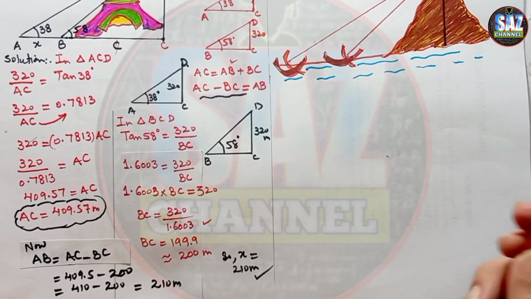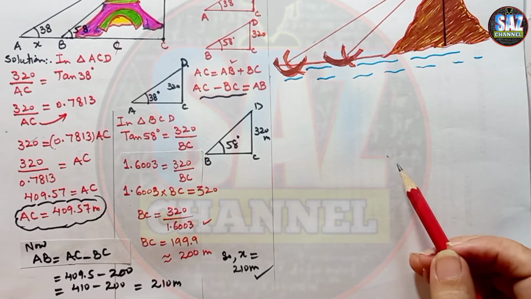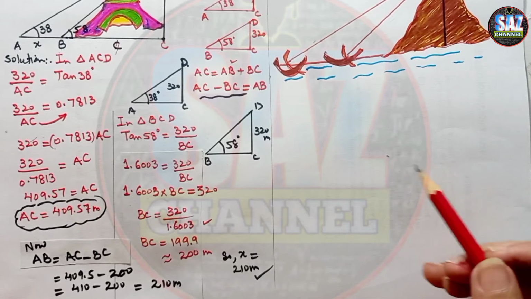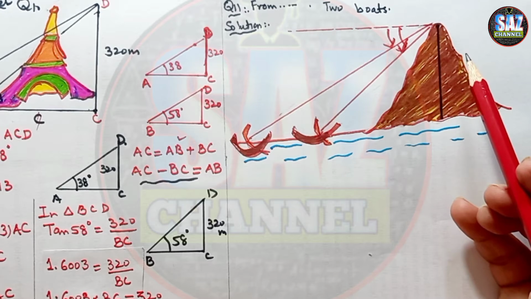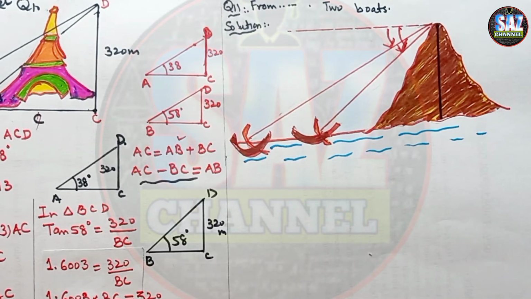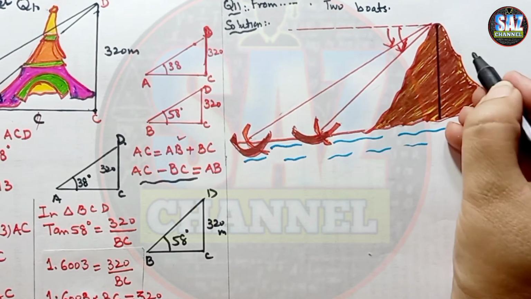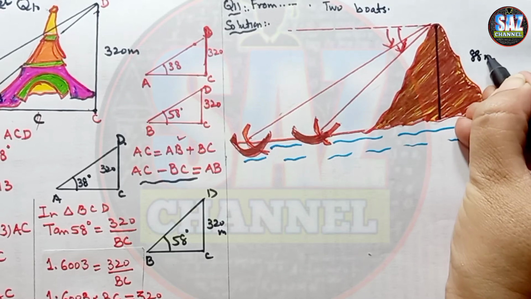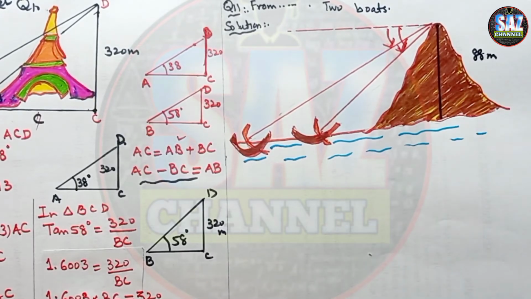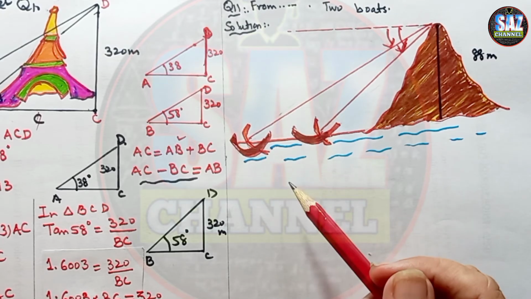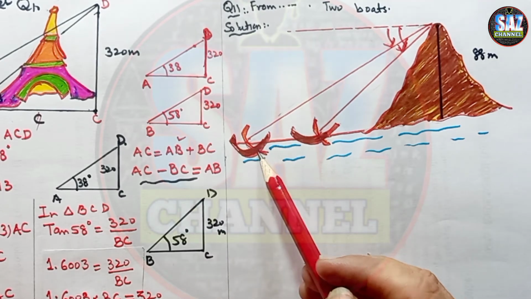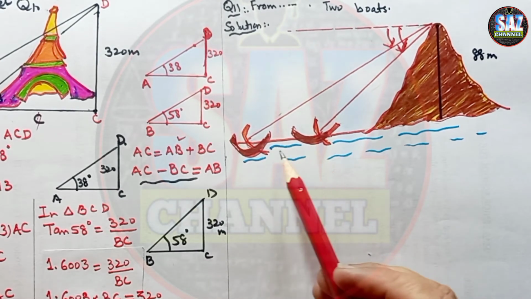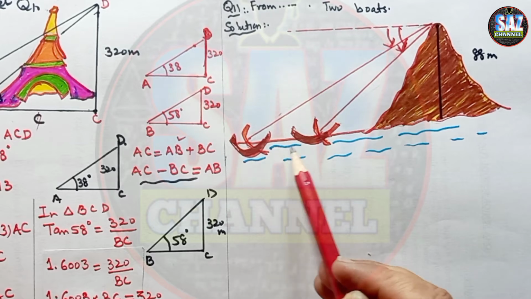Let's move to the next question, and let me read the question from the book. Question 11 says, from the top of the cliff 88 meters high, so it means the height of the cliff is 88 meters. The angles of depression of two boats due west of it are 23 degrees and 18 degrees respectively. Calculate the distance between the two boats.